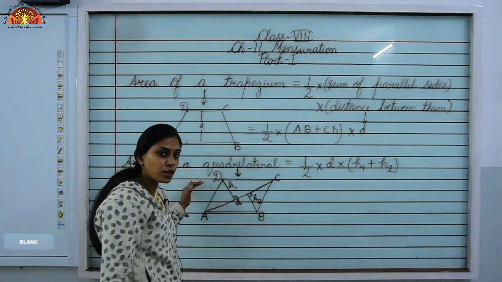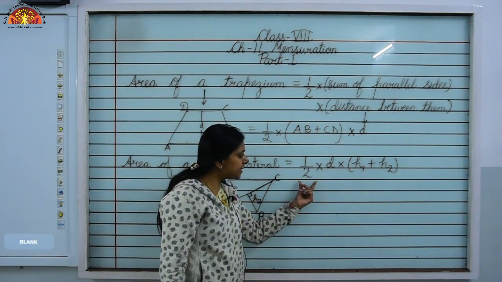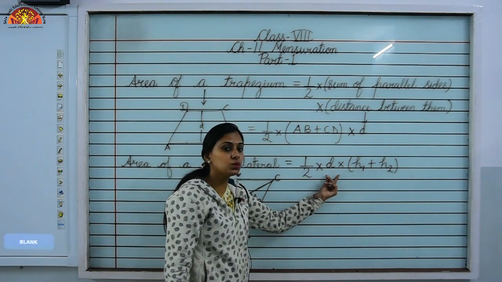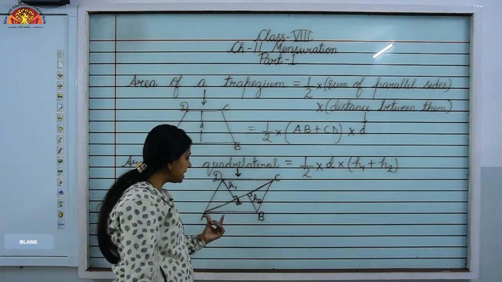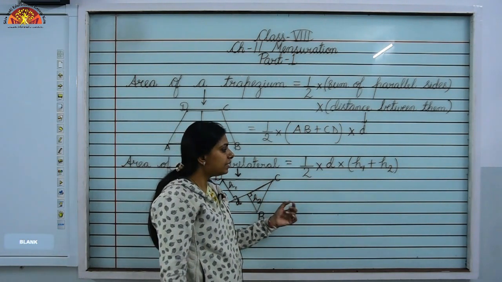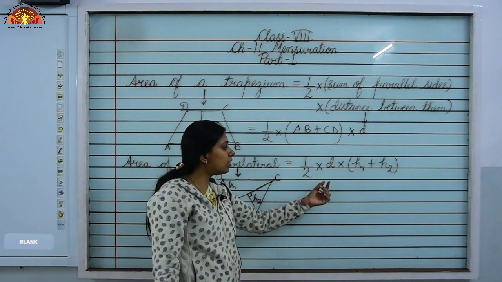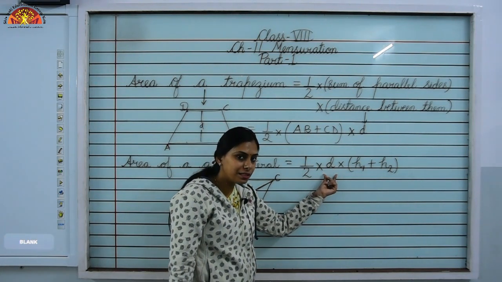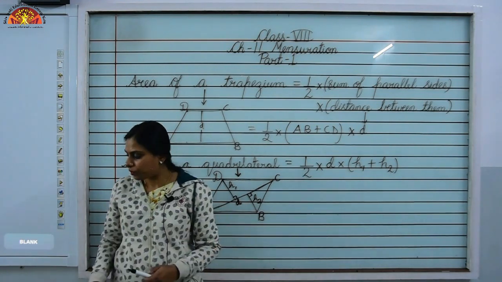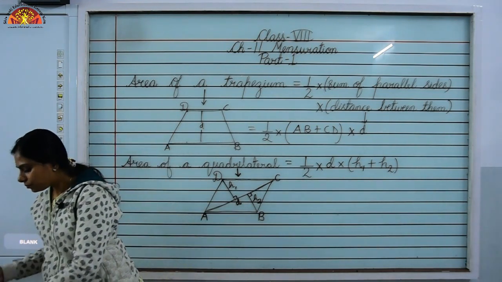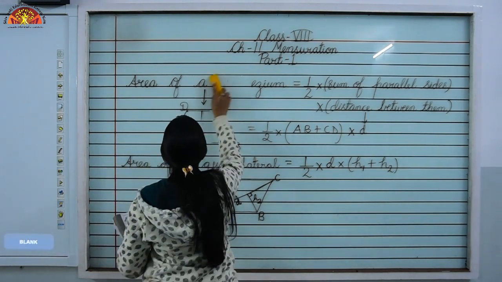So what is the area of a quadrilateral? That is, area of a quadrilateral is equal to half into D into H1 plus H2, where D is the length of the diagonal and H1 and H2 are the heights of the perpendiculars on this diagonal. Is it clear? Now we'll start with the exercise 11.2. So please get ready children. Take out exercise 11.2, which is on page number 177.